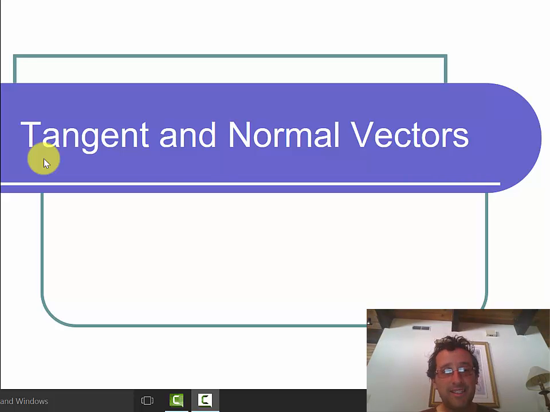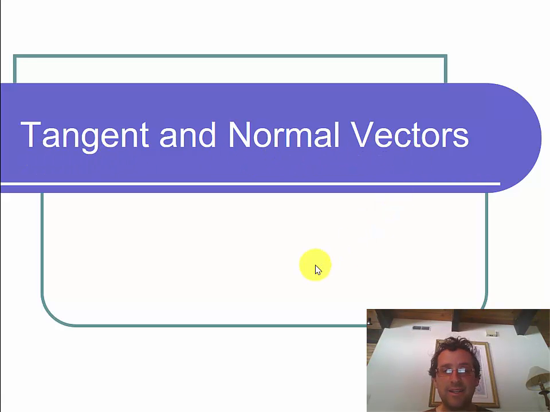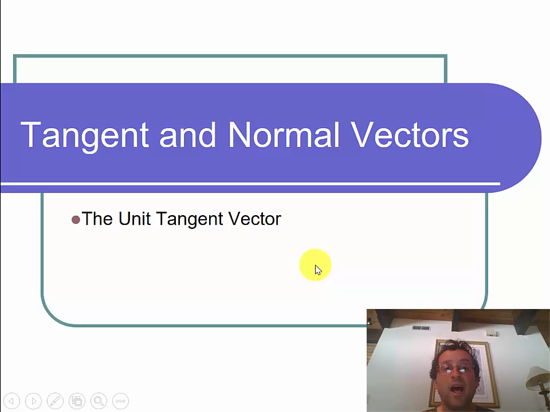Welcome to another lecture on vector calculus. Today I'm going to be talking about the tangent and normal vectors. In particular, I'll start out with the unit tangent vector. The unit tangent vector is really important, and it has a lot to do with the tangent line to a curve. It'll work in any dimensions, and it's specifically designed for vector valued functions.